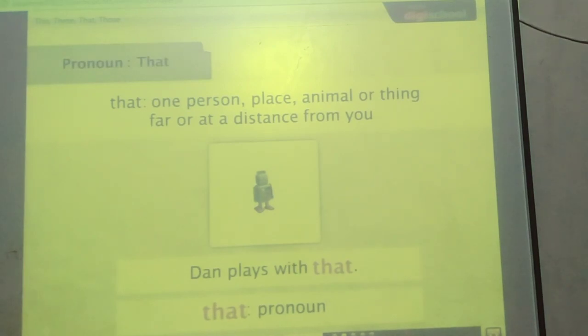Here, the pronoun that is used in place of the noun toy. You know that the word that is used in place of the noun toy because the sentence is pointing out to the toy and because of the action word play.